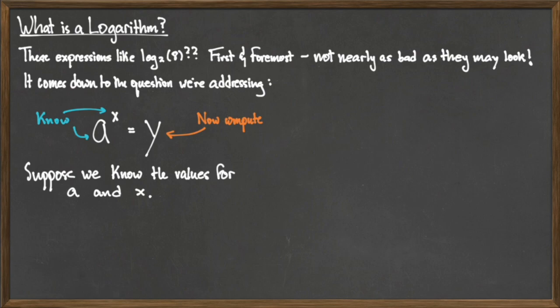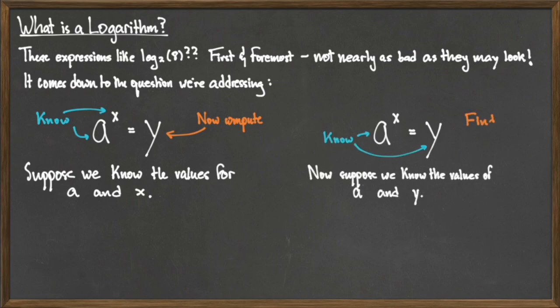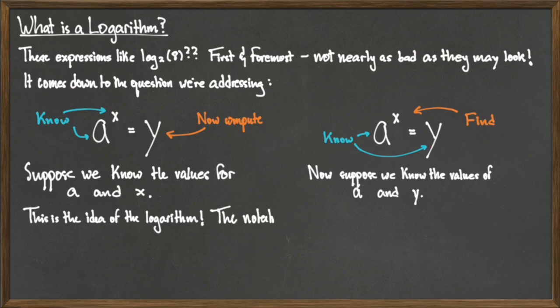Now suppose that I start with the same equation, a raised to the x equals y, but the information I have is different. Suppose that I know the value of a and the value of y, but now I need to figure out what power of x got me there. And at the end of the day, that's all the logarithm really is. It's trying to figure out what exponent gets you from what base to what value.